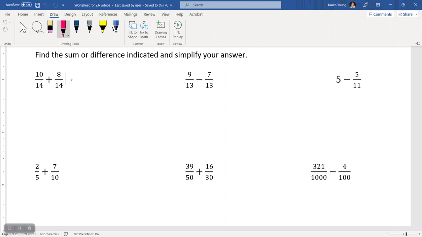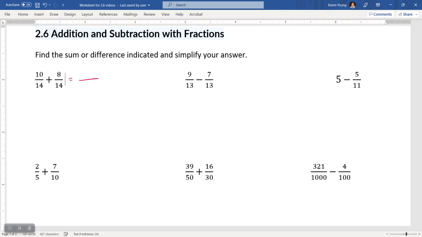If the bottom numbers are the same, then it stays whatever it is. In this case, it's 14 because I have 10 over 14 plus 8 over 14. So the denominator stays 14, and I'm just adding the numerators, 10 plus 8. So 10 plus 8 is 18 over 14.